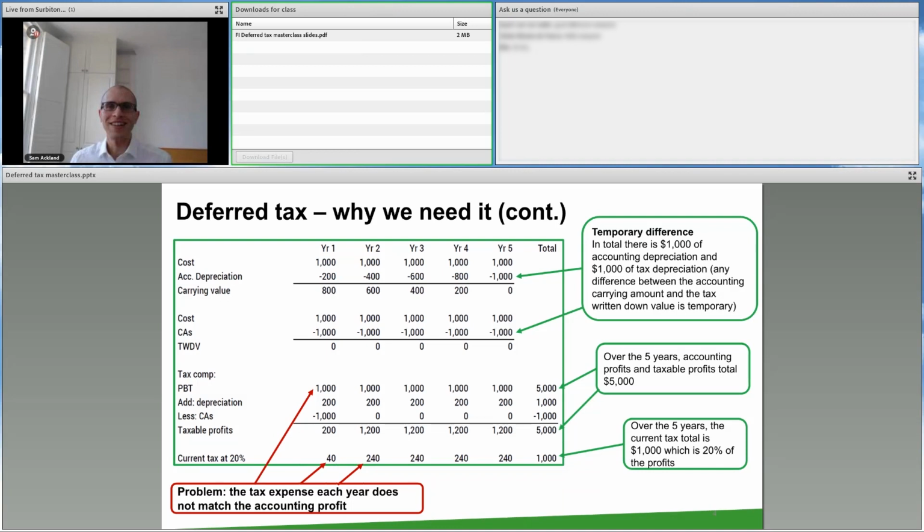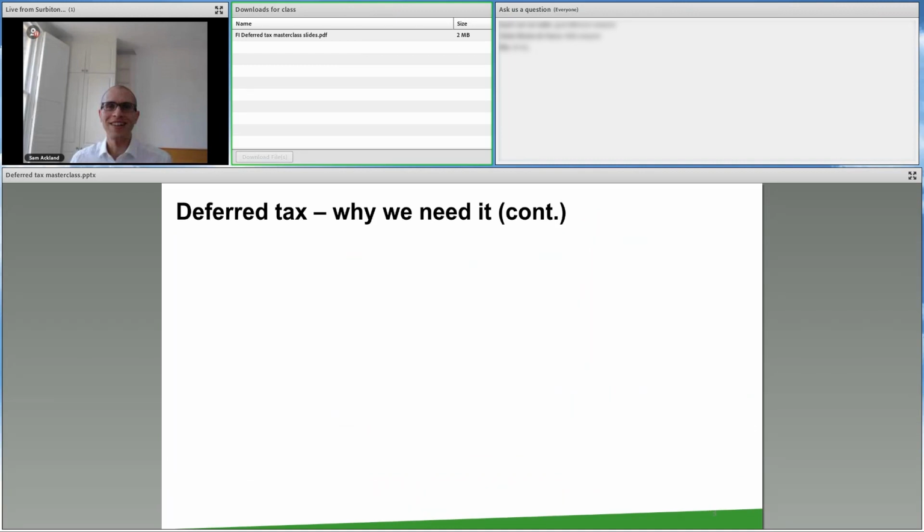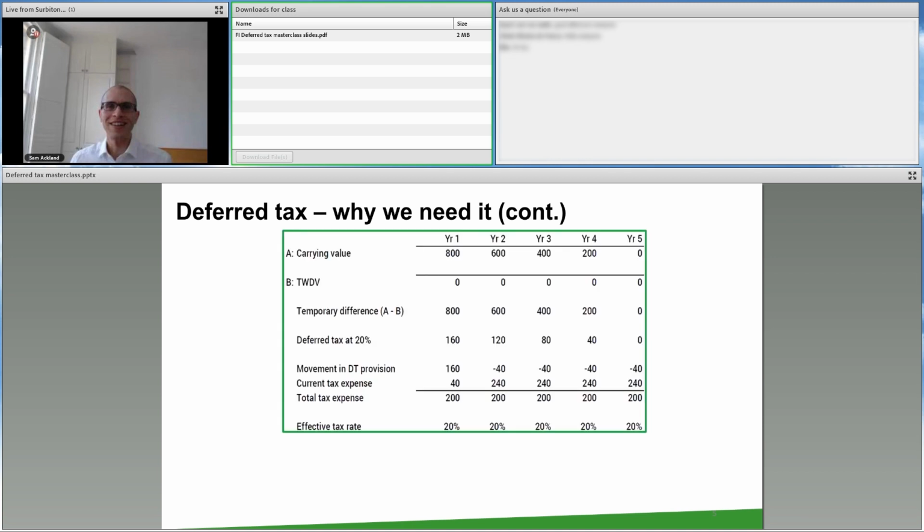Now, I've just summarized at the top there the carrying amount of the asset. That's the value on your statement of financial position. We saw we bought it for 1,000. It's depreciated over 5 years, so it goes down in terms of its carrying value by 200 every year. Contrast that to number B there, the tax written down value, which of course starts at 0 because we claim our capital allowances all in year 1.